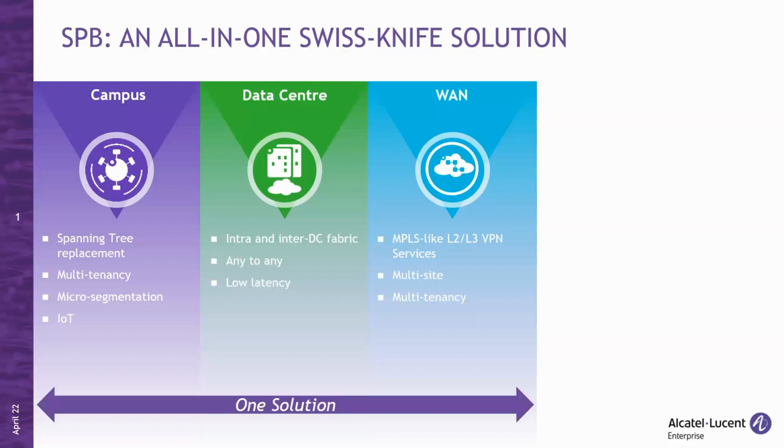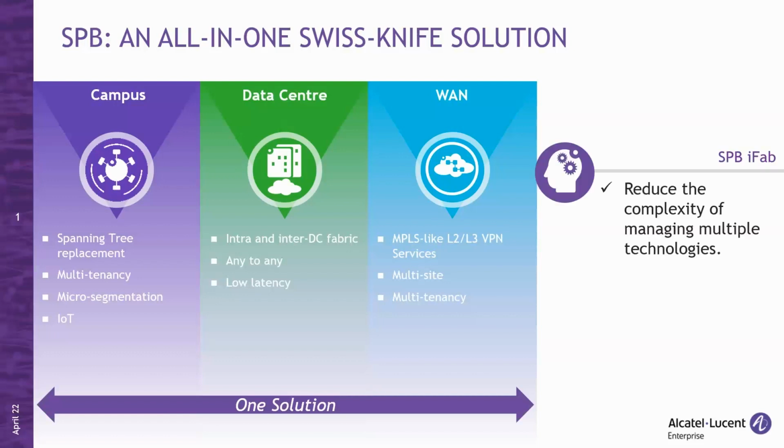The fact that you can address all three problems with one solution is quite unique to SPB. Instead of having three different solutions, such as spanning tree in the campus, VXLAN overlays in the data center, and MPLS in the WAN, you can do all three with the one protocol. And this reduces the complexity of managing multiple dissimilar technologies.